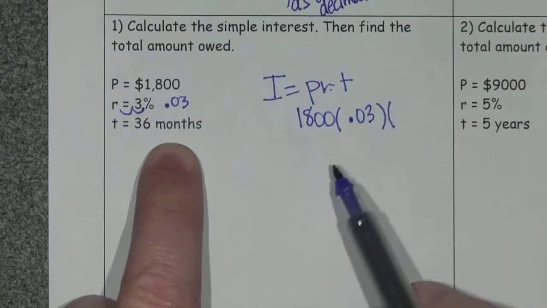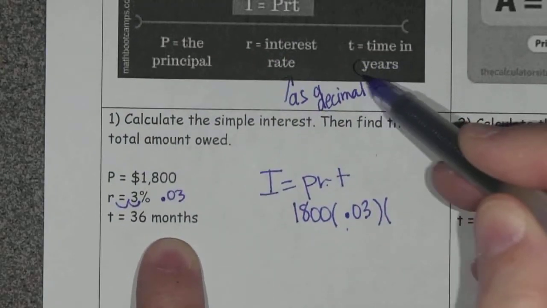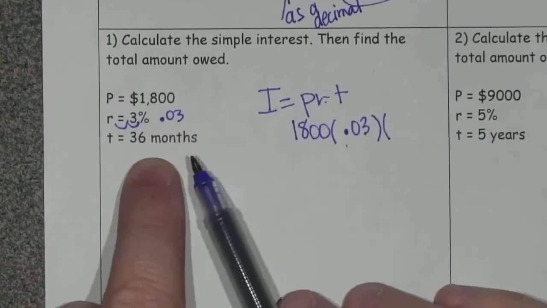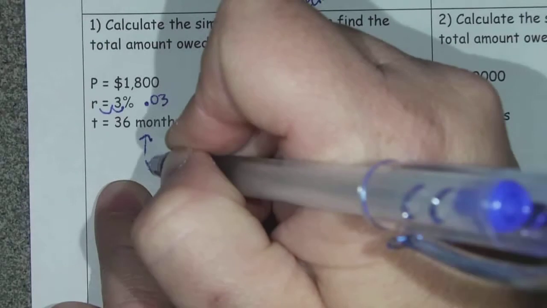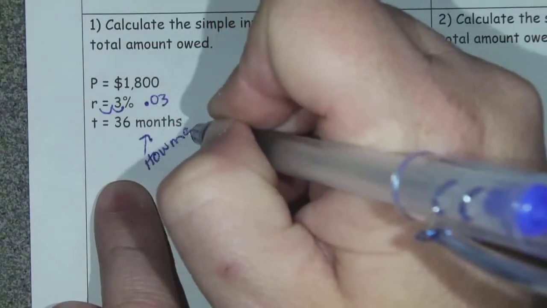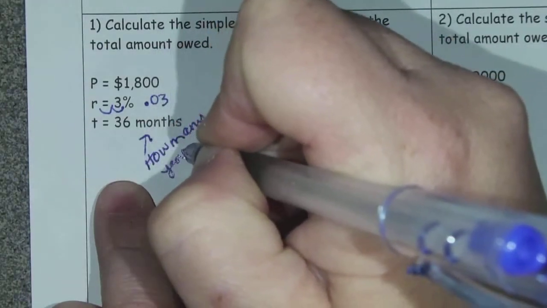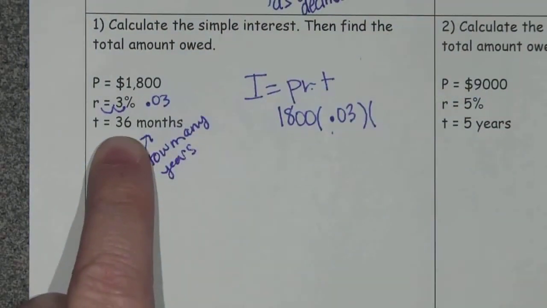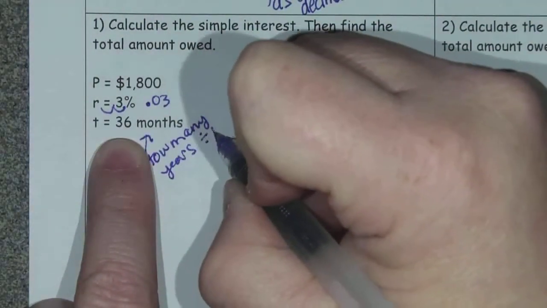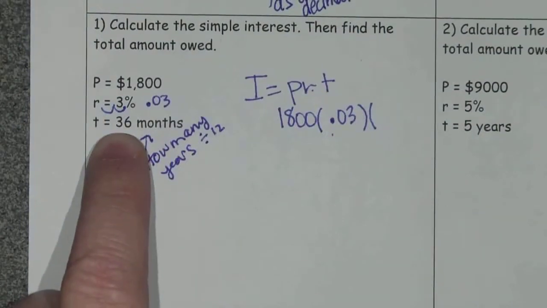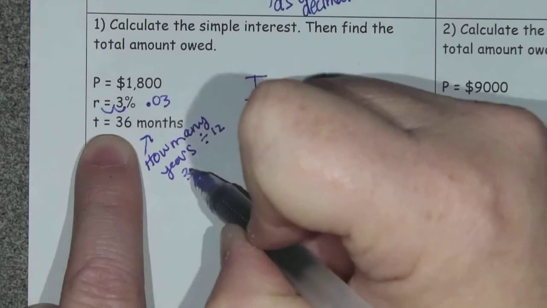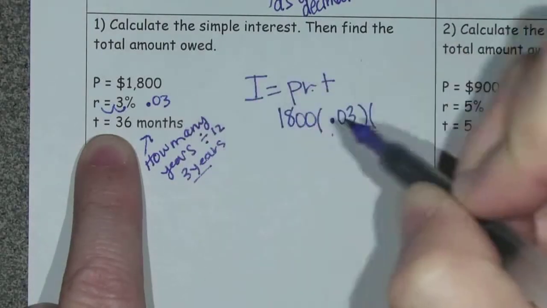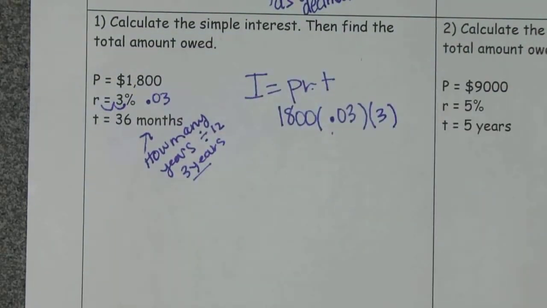And then it says the amount of time. Do you remember that it said in years? And 36 months is not in years. So how many years is this? Take it and divide by 12, right? Wouldn't that tell you there's 12 months in a year? So take 36 and divide it by 12. So how many years is that? Yeah, it's 3 years. So I would put 3 into my formula in place of the time in years.